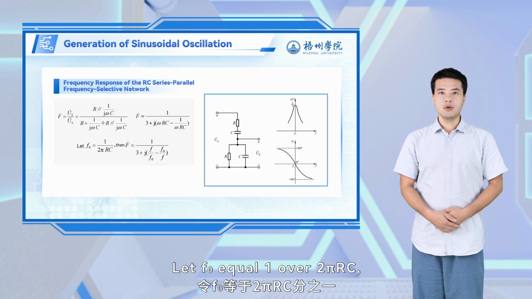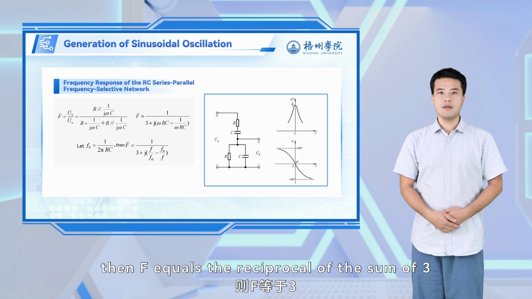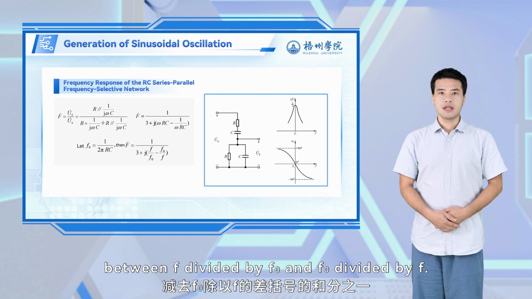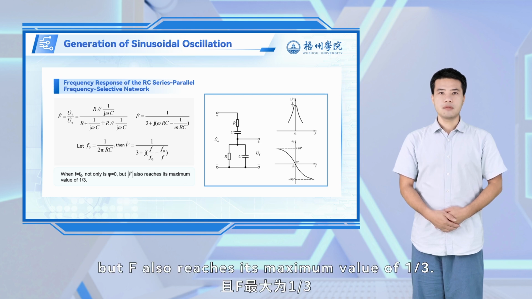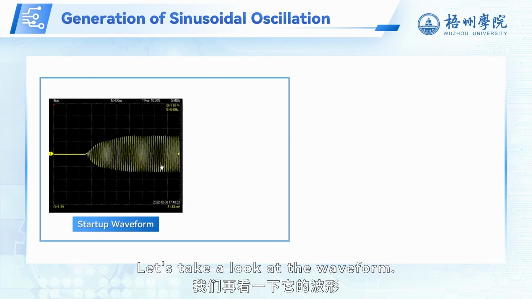Let F0 equal 1 over 2 pi RC, then F equals the reciprocal of the sum of 3 and j times the difference between F divided by F0 and F0 divided by F. It can be seen that when F equals F0, not only is phi equals 0, but F also reaches its maximum value of 1/3. Let's take a look at the waveform.